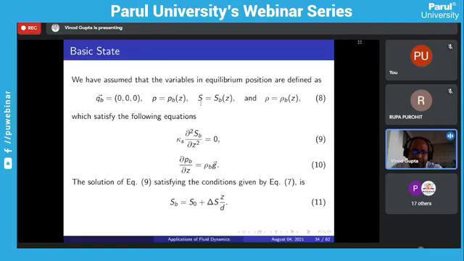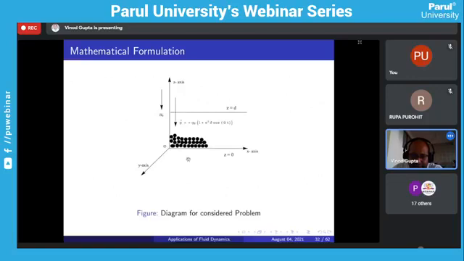Pressure is a function of z only, in the z direction. Concentration is also only a function of z. Why a function of z? Due to the concentration difference: at the lower plate the concentration is S equal to S naught, and at the upper plate the concentration is S naught plus delta S. Right?